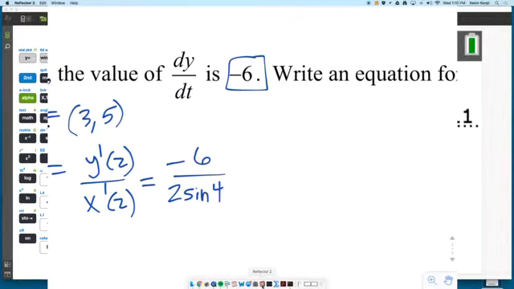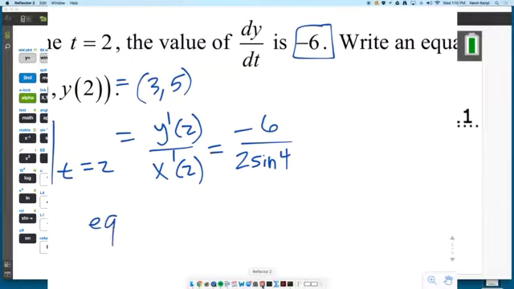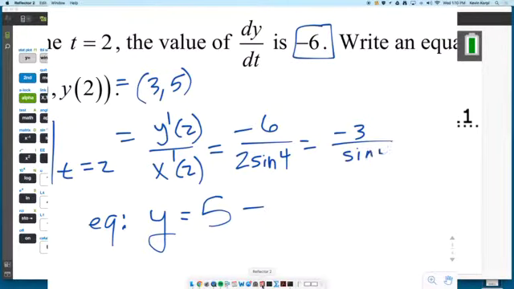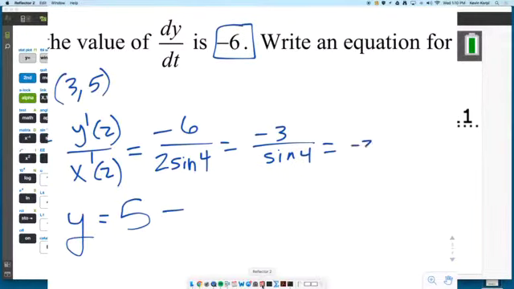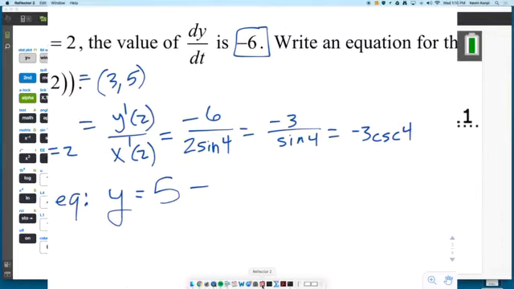And again, even on a calculator question, that's an exact answer. You can leave it like that. So the equation now, in Taylor form, is y equals the y value of 5 plus the slope. I guess we could simplify that. Let's call that negative 3 over sine of 4. Or how about negative 3 cosecant of 4? Just to have a little more fun with it. So 5 minus 3 cosecant of 4 times x minus the x value.